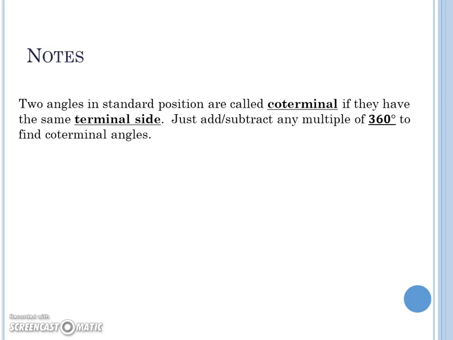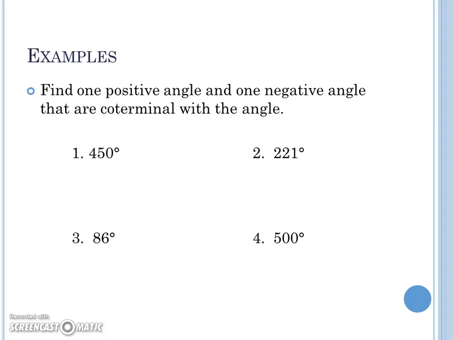Alright, two angles in standard position are called coterminal angles if they have the same terminal side. Just add or subtract any multiple of 360 to find a coterminal angle. So to find a positive and a negative coterminal angle, 450 degrees is one rotation and some, so we're going to subtract 360 to find that the original angle is 90 degrees. To find the negative one, we're going to do 90 minus 360 to find negative 270 degrees. So these are all coterminal angles.